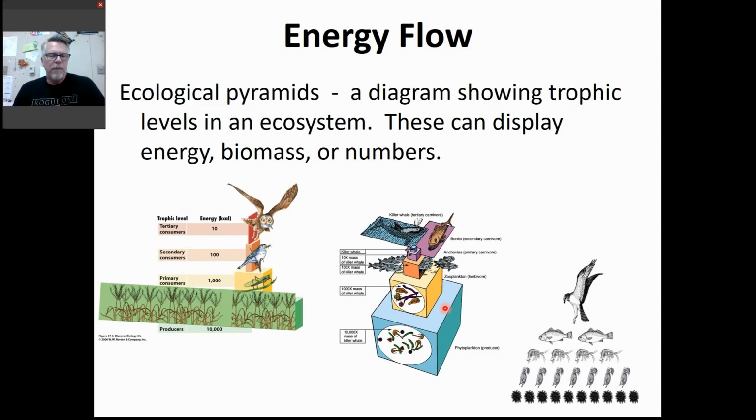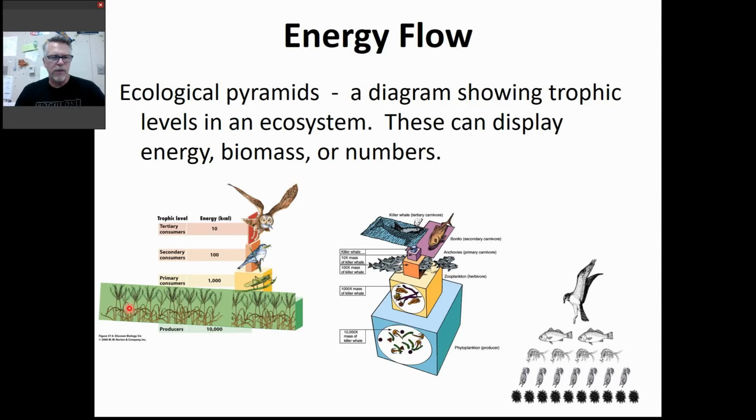And then we have these diagrams called ecological pyramids, and you can use them in different ways. You can use them to represent energy in an ecosystem, or you can use them to represent the numbers of organisms in an ecosystem, or the actual mass of organisms. Here are numbers. Here's mass of organisms in an ecosystem, and these diagrams are probably a little hard to see. We're going to focus on this energy pyramid over here.